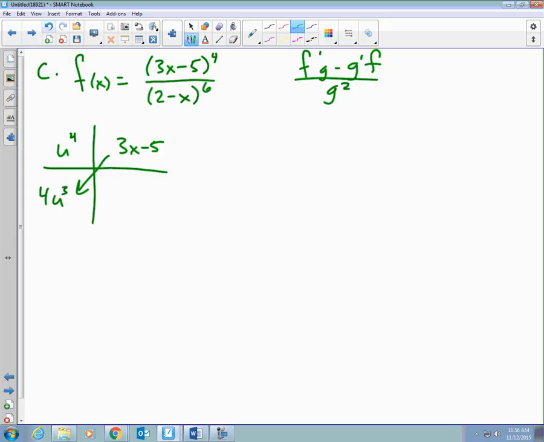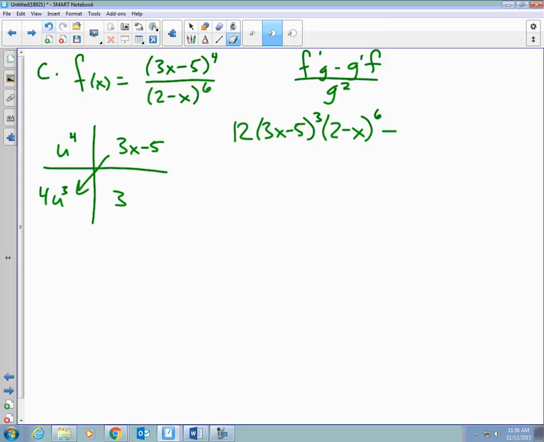So we've got 4u to the third, and this is 3. So as you multiply them together, like we said, you got 12u to the third. So we get 12 times 3x minus 5 to the third power times g, which is 2 minus x to the 6th, minus.